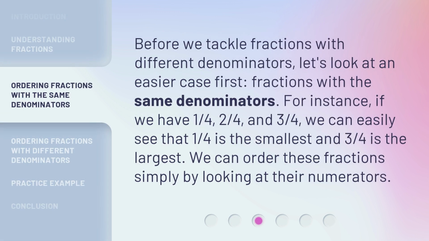Before we tackle fractions with different denominators, let's look at an easier case first: fractions with the same denominators. For instance, if we have 1/4, 2/4, and 3/4, we can easily see that 1/4 is the smallest and 3/4 is the largest. We can order these fractions simply by looking at their numerators.